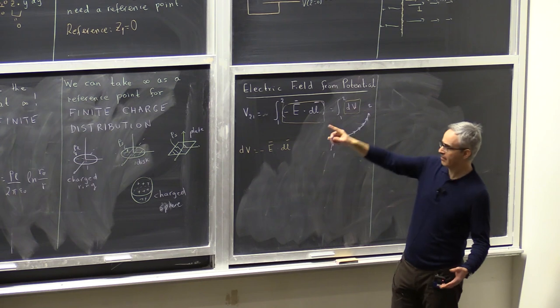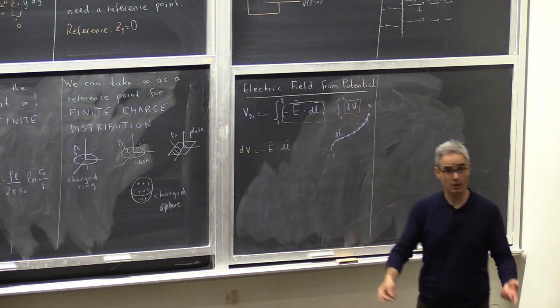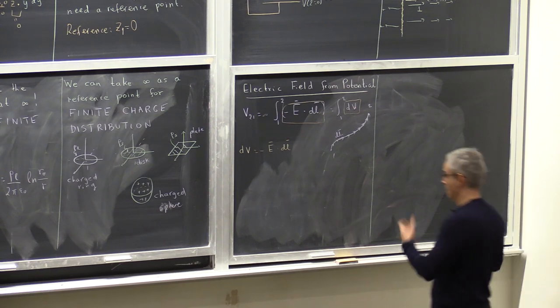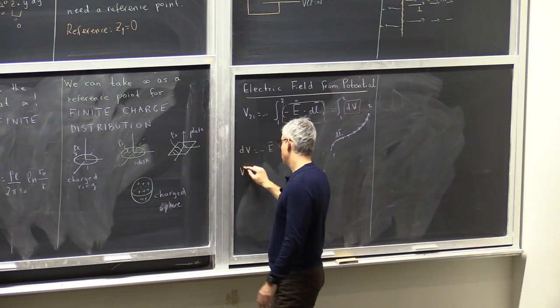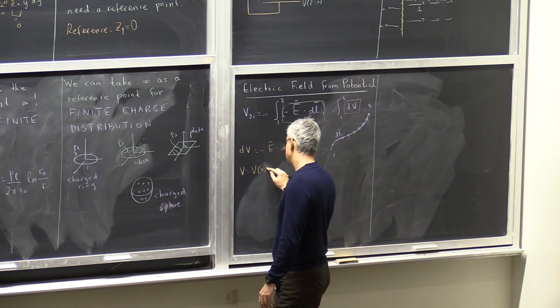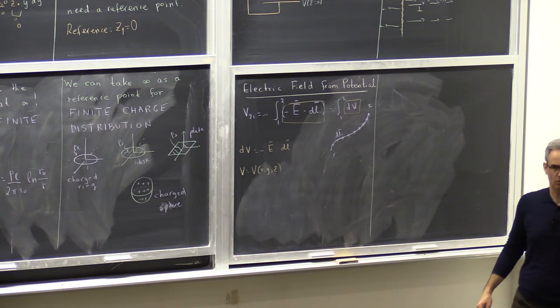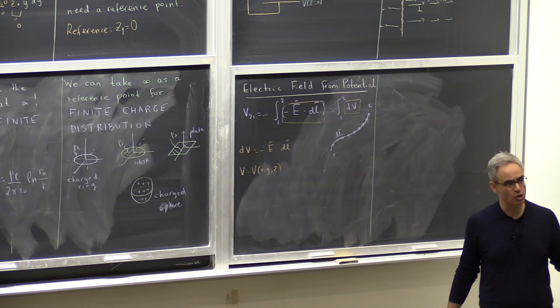Now, V, the way that we defined it, that is after you calculate the differences and take a reference point, in which case you now have some V of x, y, z, is a function like those that you saw in calculus. And what is the differential of a function?